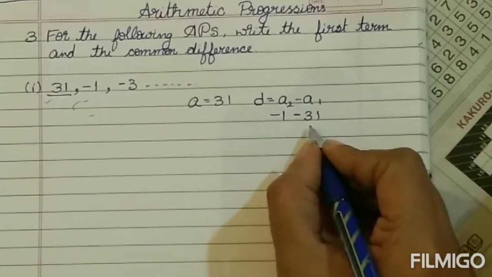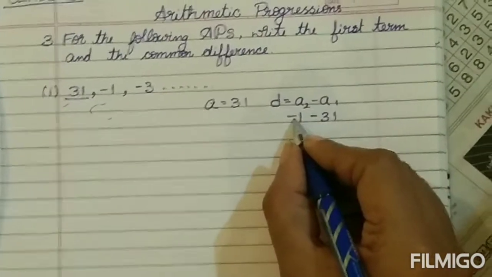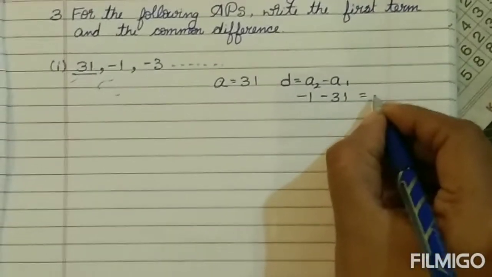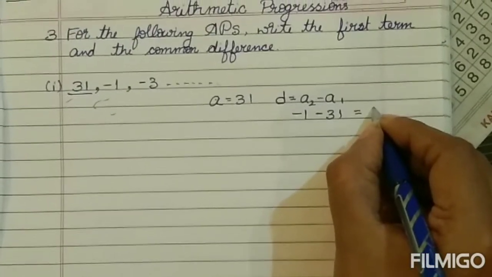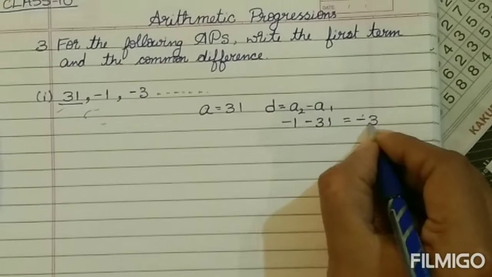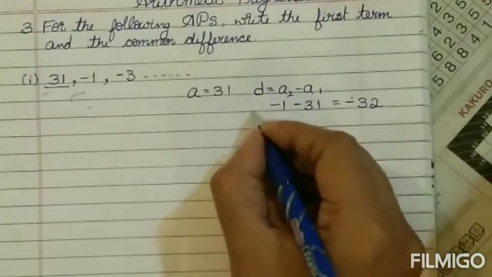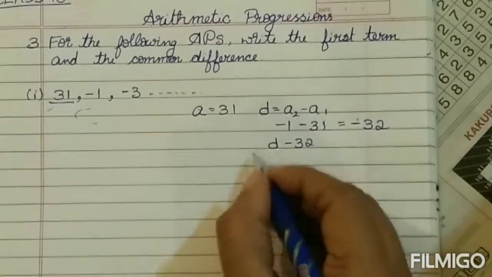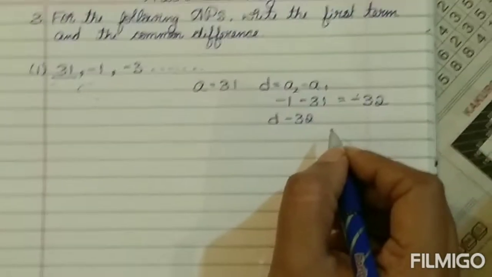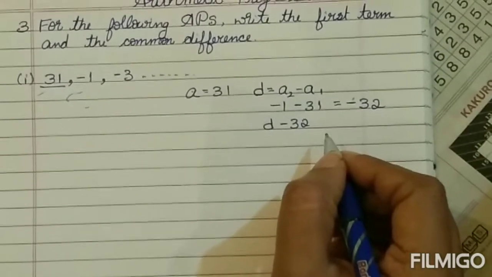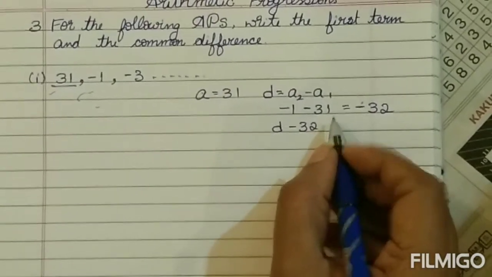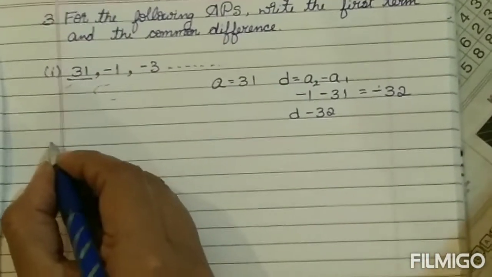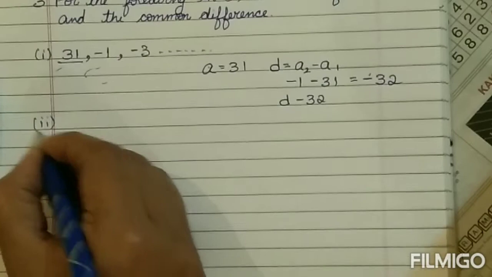Now minus and minus is plus, so the result is -32. The common difference is -32 and the first term is 31. It's so easy, right? Yes.